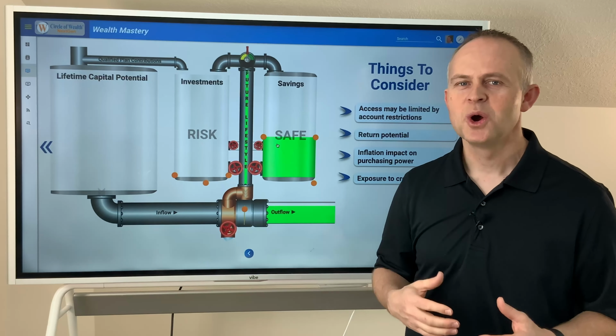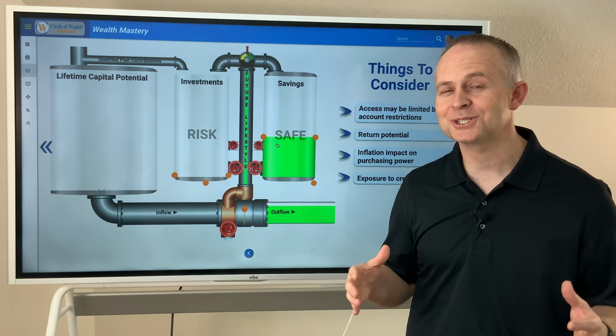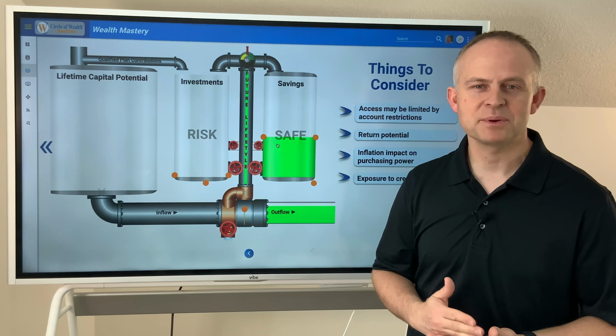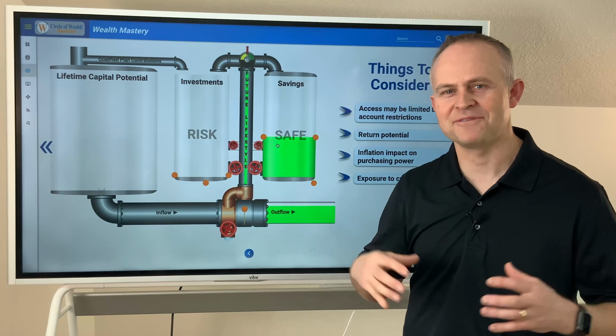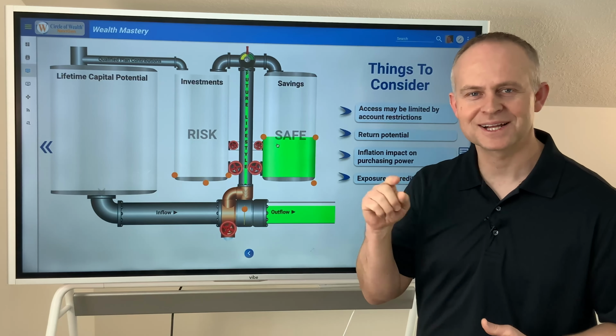Now, in our next lesson, we're going to dive into the Tax Master and really get in deep into this topic now that we've built the foundation of taxable accounts. So click on the next lesson.